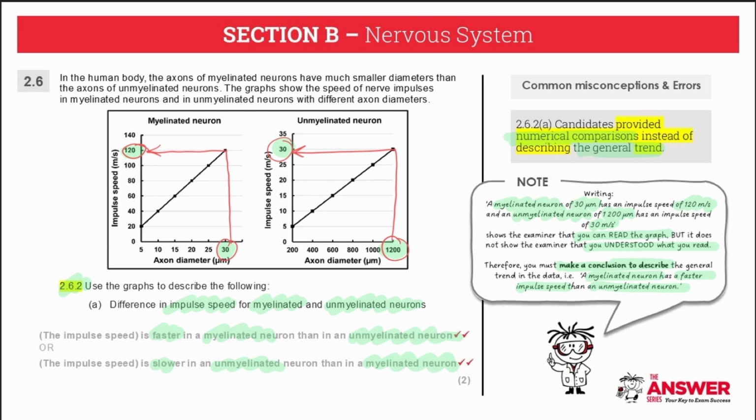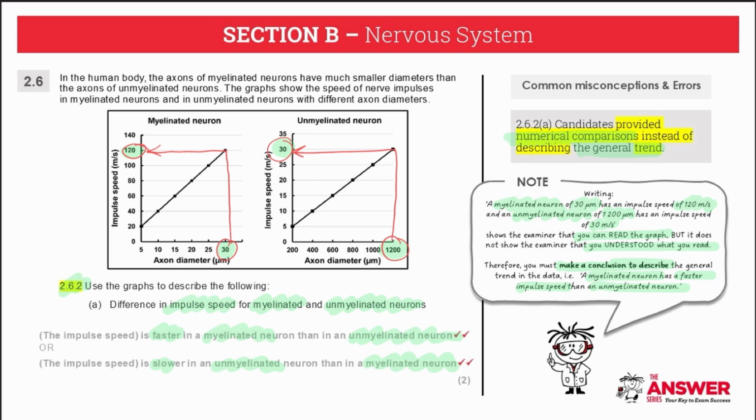So the graphs basically show you that even for an unmyelinated neuron that is 4, 5, 6 times the diameter and size of a myelinated neuron, it still can't get close to the impulse speed of a myelinated neuron. It is much, much slower.